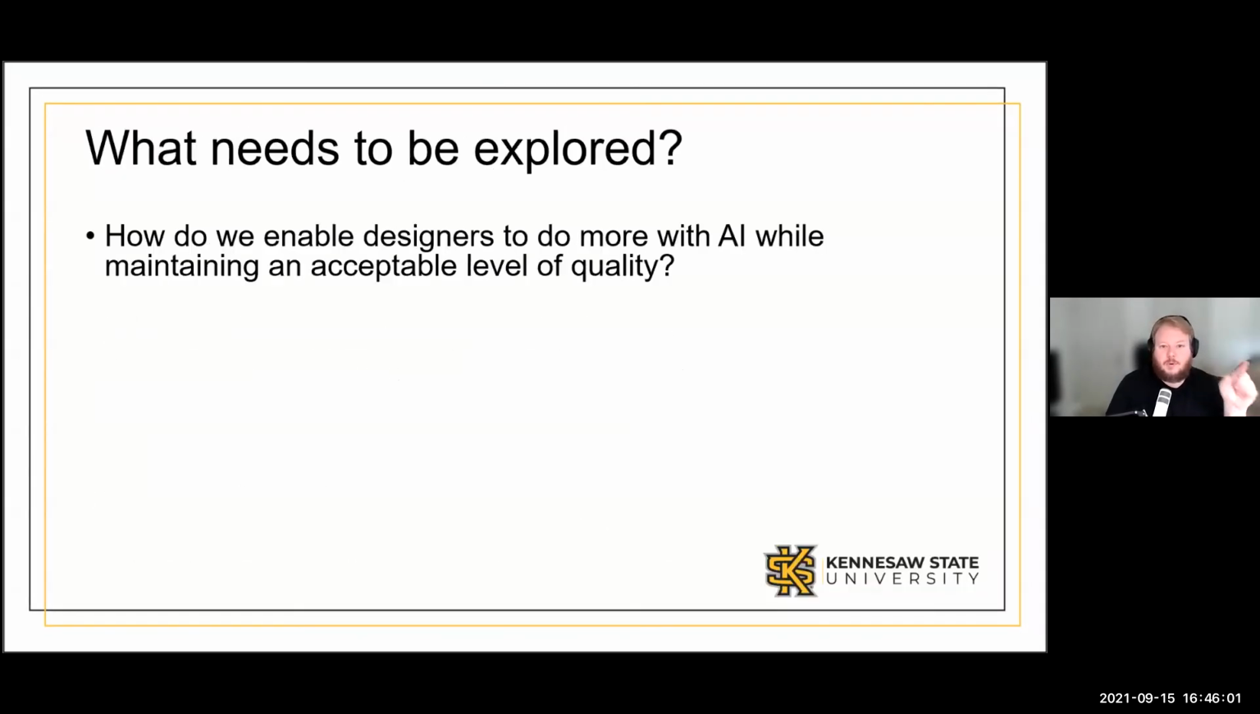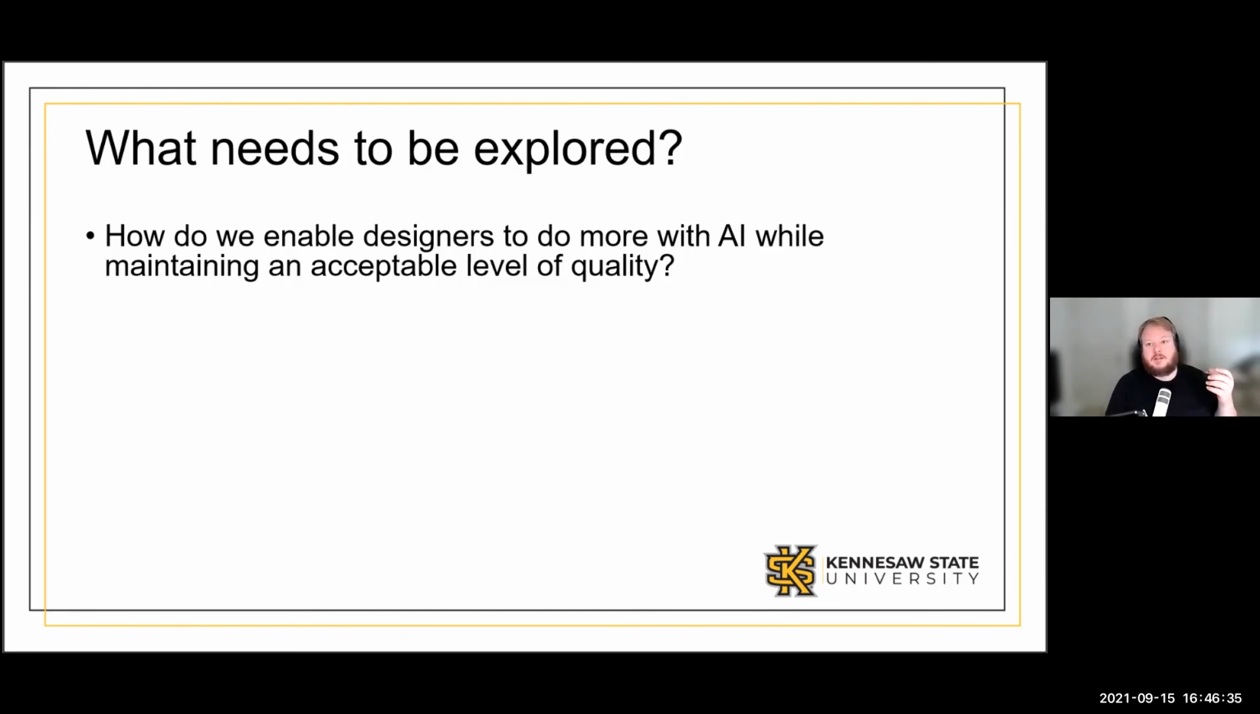So what needs to be explored? Well, the main research question that I think is of core value here is, how do we enable designers to do more with AI while maintaining an acceptable level of quality, right? Because right now AI is the hot thing. It's something we pretty much want to work with, because it's going to have a democratization effect on game design. It lets smaller studios do more with less, basically, and also maybe stop some of the problems that we have with the games industry, where every project is now a high risk project.